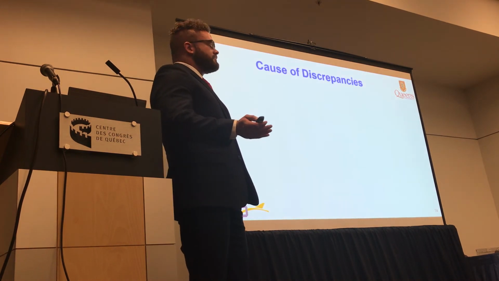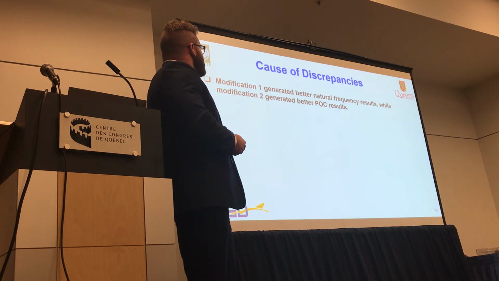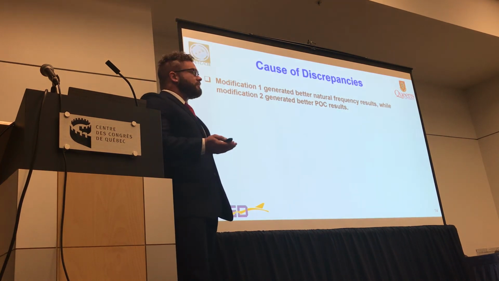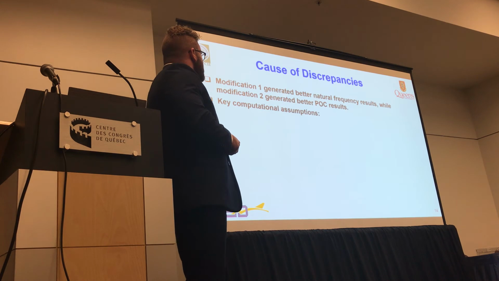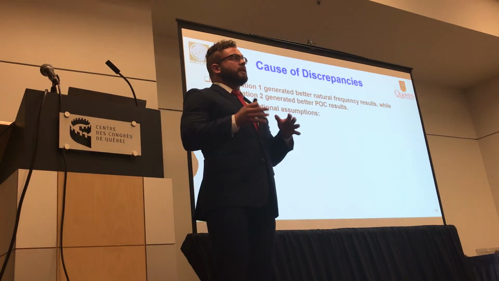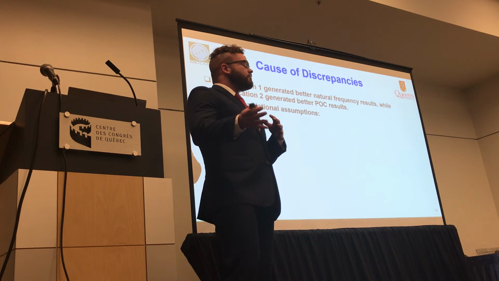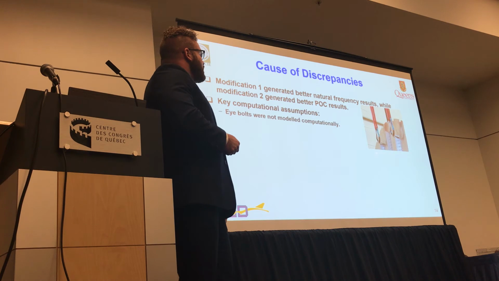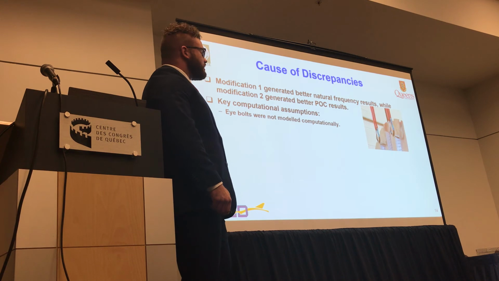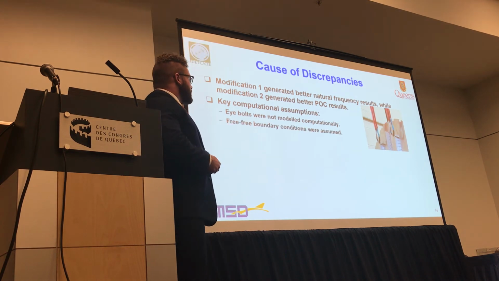And I'll identify the cause of discrepancies here between the 2 data sets. First I want to highlight that the first modification generated better natural frequency results, whereas the second modification generated better orthogonality results. Some of the key computational assumptions that I made, which likely contributed to the majority of those discrepancies, were that the eye bolts were not modeled computationally. You can see here there are actually eye bolts bolted into the bulkhead, which are used to connect the carabiners, which are used to imitate the free boundary conditions.